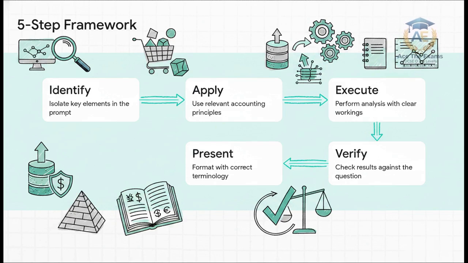We break this down into a 5-step framework. Step 1, identify key elements. What are we actually talking about? In this case, computerized systems. Step 2, apply relevant principles from your accounting knowledge. Step 3, execute analysis. This means showing clear workings of cause and effect. Step 4, verify results against the constraints of the prompt. Is this actually answering the specific question asked? And finally, Step 5, present in format. Make sure you are using precise, professional terminology.